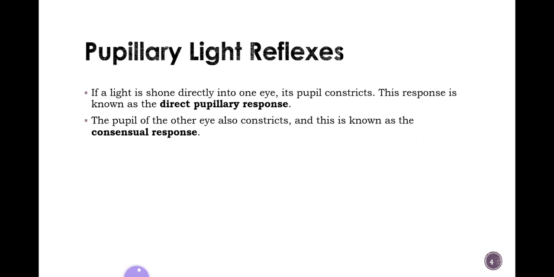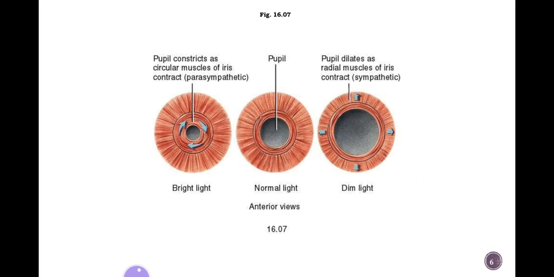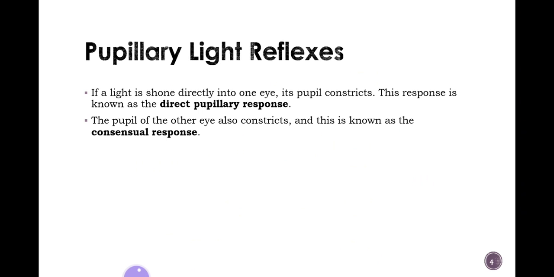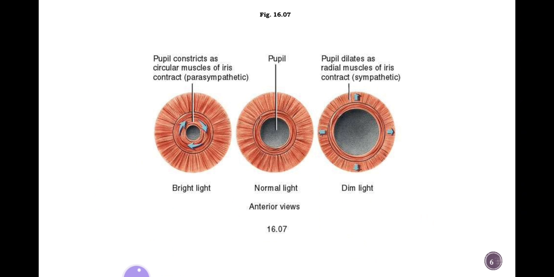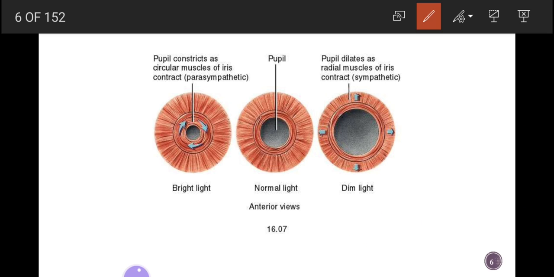What is the direct pupillary response? If light is shone directly in one eye, its pupil constricts. This response is known as the direct pupillary response. And if the pupil of the other eye also constricts, this is known as the consensual response. This figure shows the dilation and the constriction of the pupil.